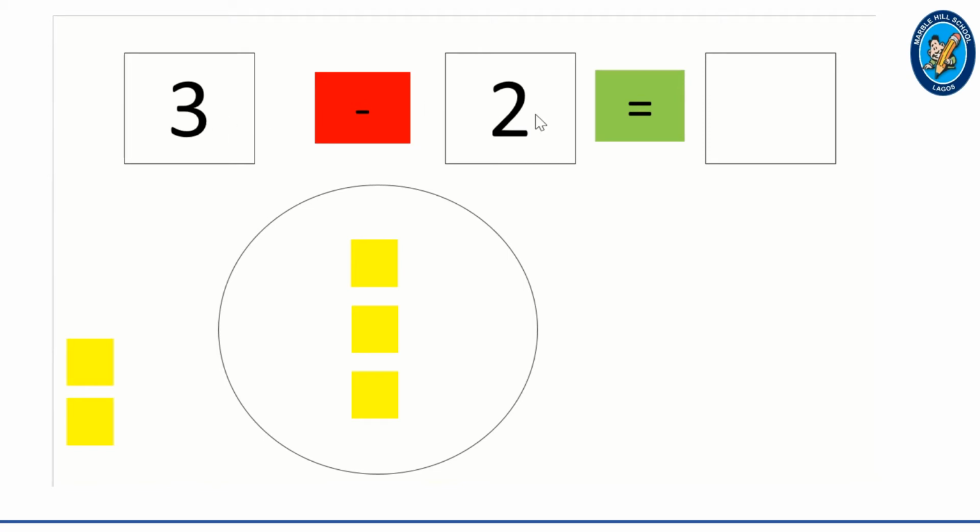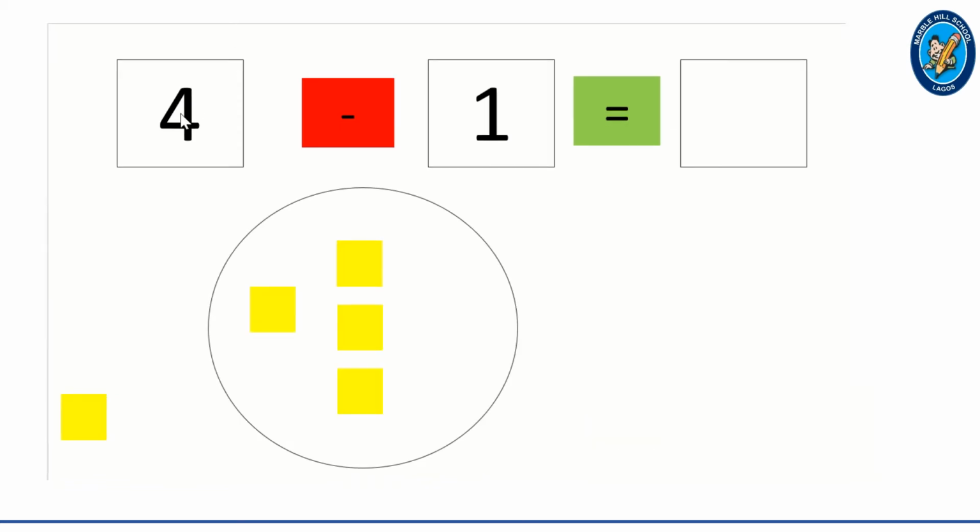Alright guys, so now we have 3 minus 2. And to find that out, we have a regular circle with 1, 2, 3 squares, okay? So 3 minus 2 means we're going to remove 2 from 3. So we're going to take out 2 squares from our circle. 2. And how many squares do we have left? 1. So 3 minus 2 is 1, because when you take 2 squares out of 3 squares, you're left with 1.